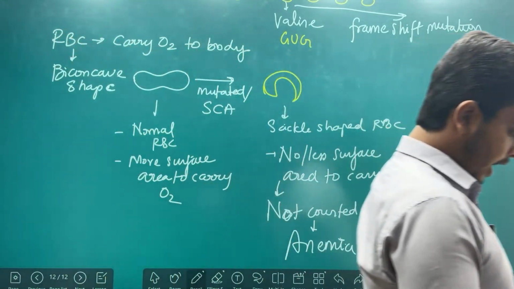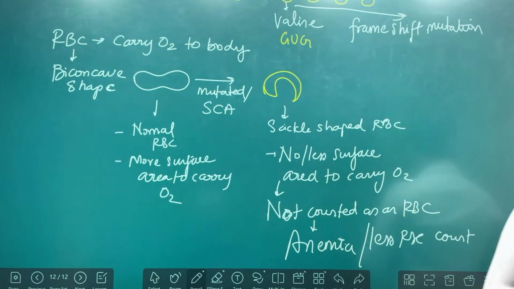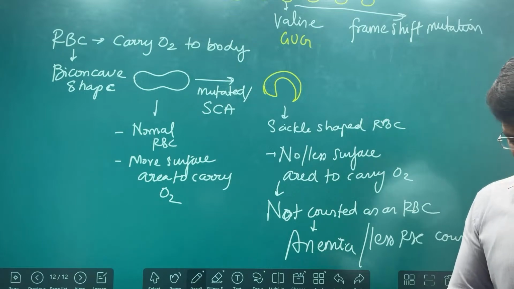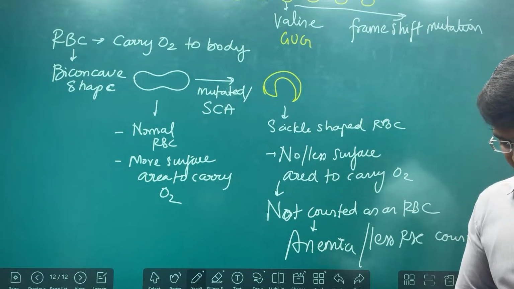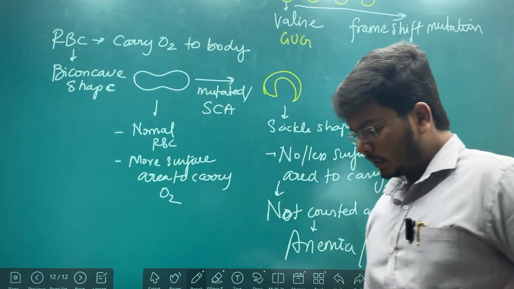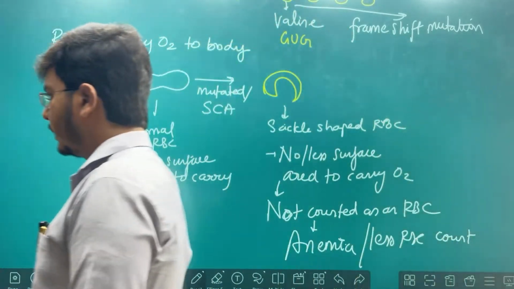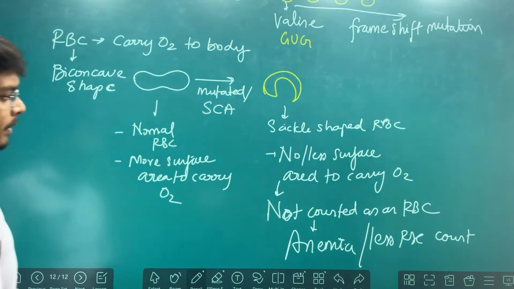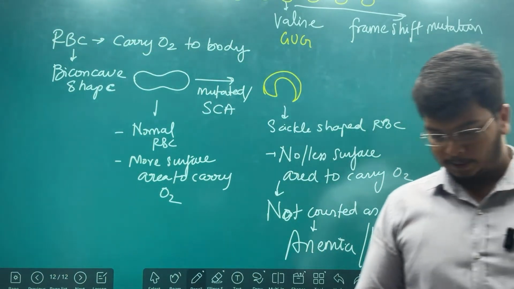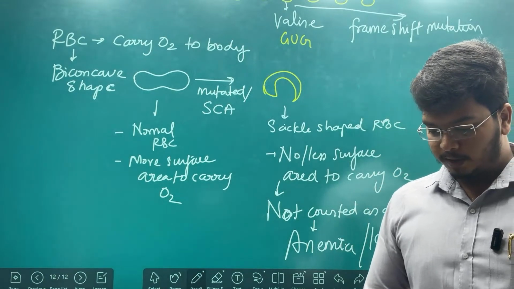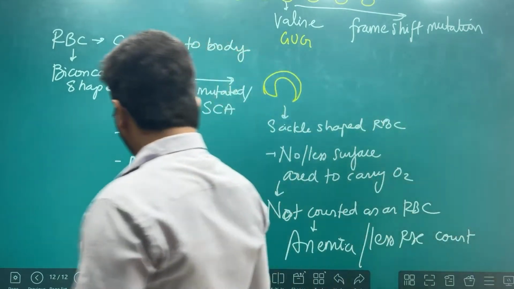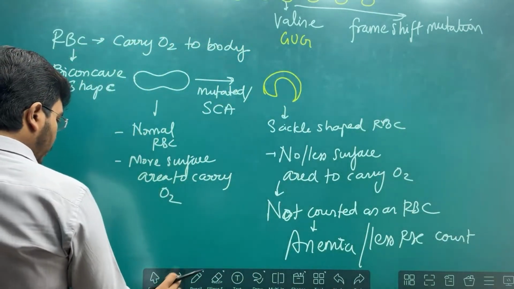Are you all clear with sickle cell anemia? Sickle cell anemia, is it an autosomal disorder or an X-linked, sex-linked disorder? It is an autosomal disorder. Yeah, it is an autosomal disorder.